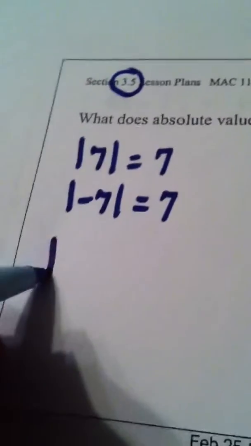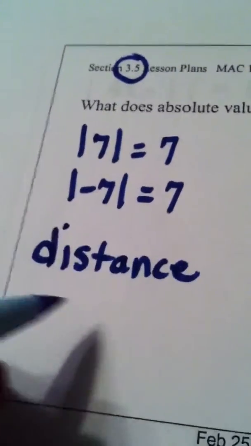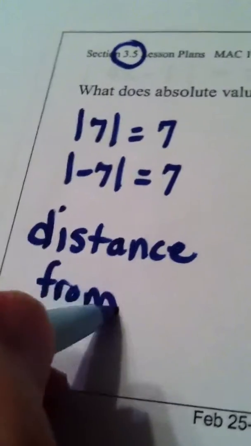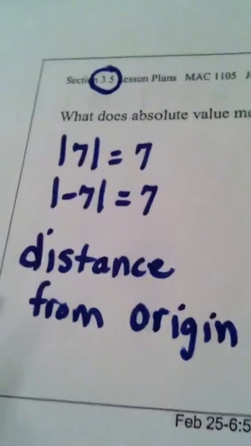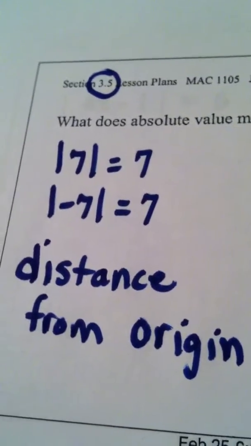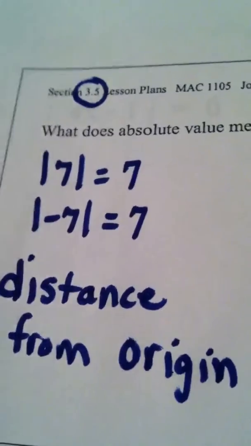So what does absolute value measure? It measures the distance from 0, or from the origin, whatever you want to call it. Okay? So we always expect the answer to be non-negative. That means positive or 0.